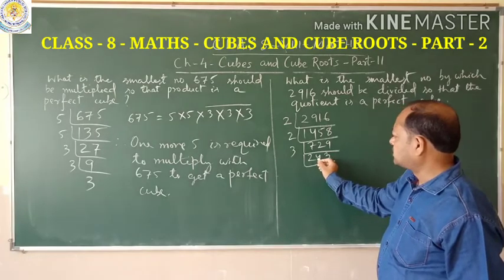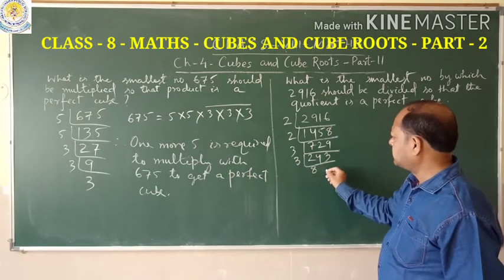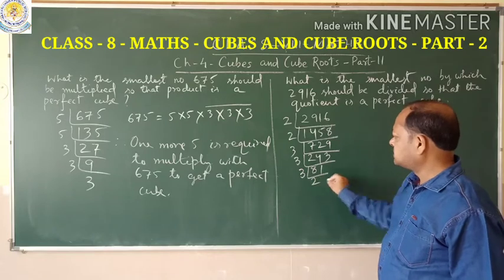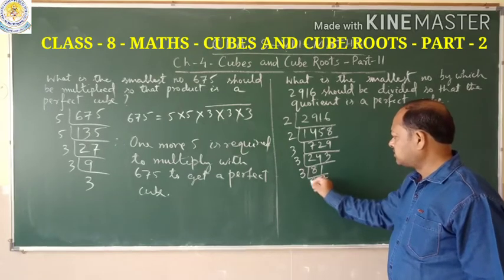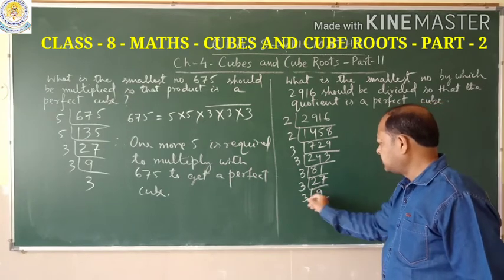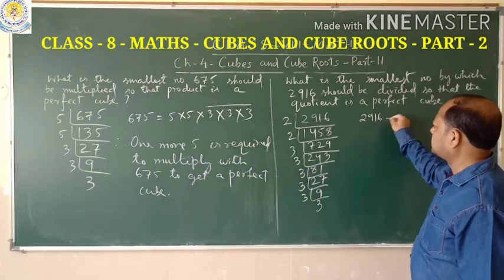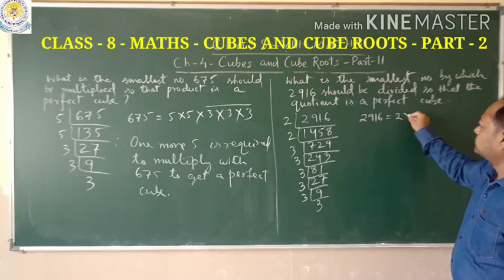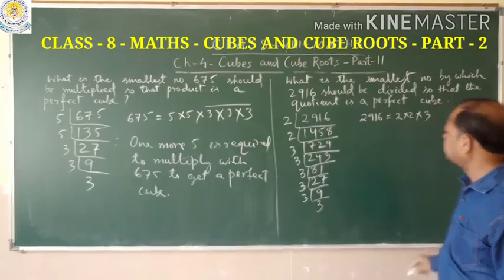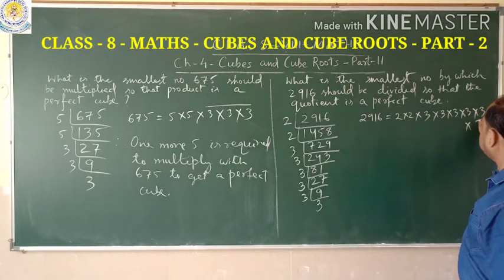Again 2 plus 4 is 6, 6 plus 3 is 9, so divisible by 3, so 3 8s are 24, then 3 1s are 3, 81 is divisible by 3, so 3 2s are 6, then 3 7s are 21, again it is divisible by 3, 3 9s are 27, again 3 3s are 9. So write all the factors. What are the factors of 2916? 2 into 2 into 3. How many times? 1 2 3 4 5 and 6 times.